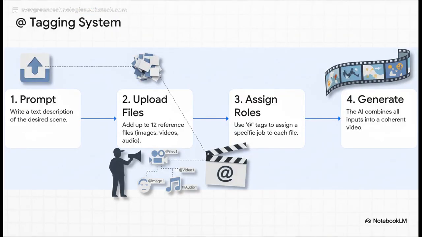And how do you manage all those different inputs? With this brilliant little thing called the @tagging system. I want you to think of yourself as a film director, okay? You can upload up to 12 different files, images, clips, audio, and then you just tell the AI what to do. You can say, hey, use @image1 for the main character's face, use @video1 for that specific camera movement, and use @audio1 for the beat and the rhythm of the whole scene. It's a level of control that frankly just didn't exist before this.